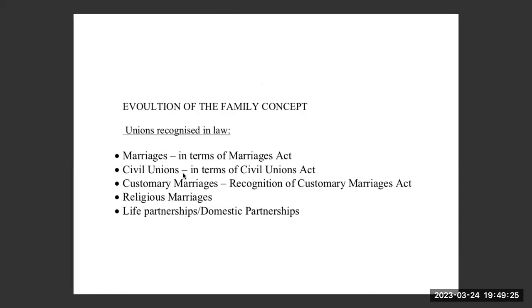When we're talking about the unions that are recognized in law, we are talking about marriages. We have different types of unions in South Africa. We have marriages, which I think is the most common one in modern day South Africa, and that is in terms of the Marriages Act. There is an entire chapter in the textbook that deals with marriages, the types of marriages in terms of the Marriage Act, or the types of matrimonial property regimes that one can enter into. Those are the regimes: in community of property, out of community of property, and in community of property with the accrual system. But we're not going to dwell there today, because this is more of an introduction, just to give you an idea of what you're going to be focusing on going forward.